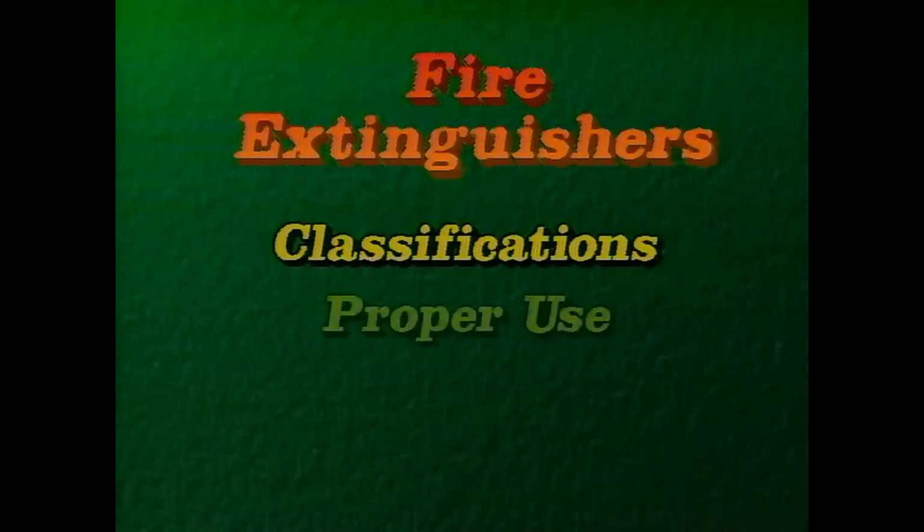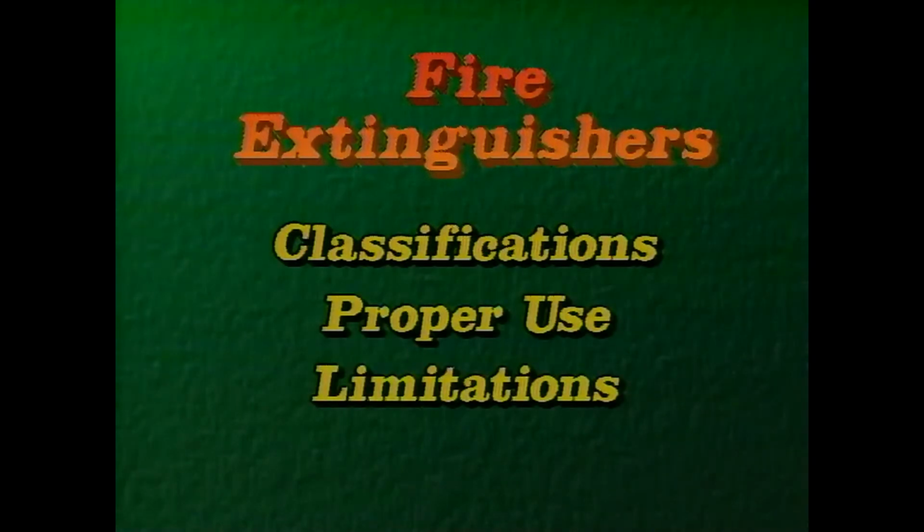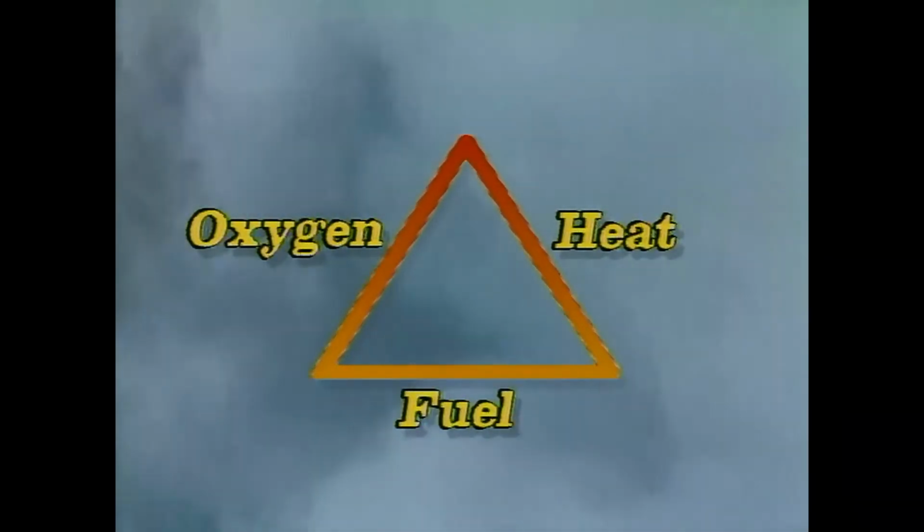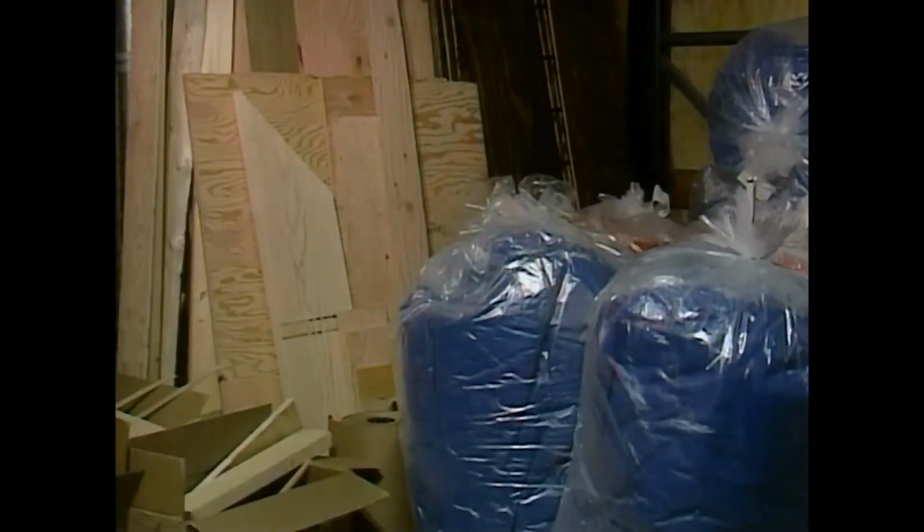In this program, you will learn the different classifications of fire extinguishers, their proper use, and limitations. In order to have a fire, 3 elements must be present: oxygen, heat, and fuel. If any one of the elements is removed, the fire will be extinguished. Fires are classified by the type of fuel they burn. Fuel can be a solid, liquid, or gas.